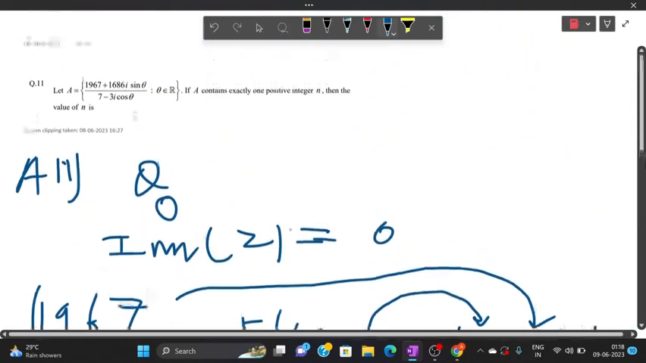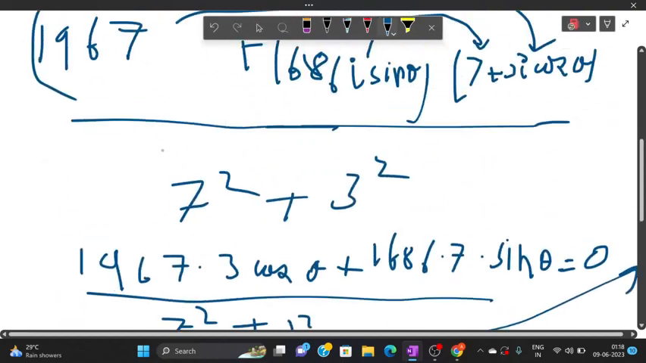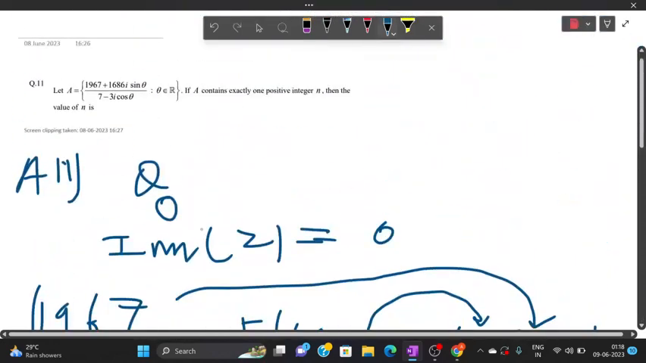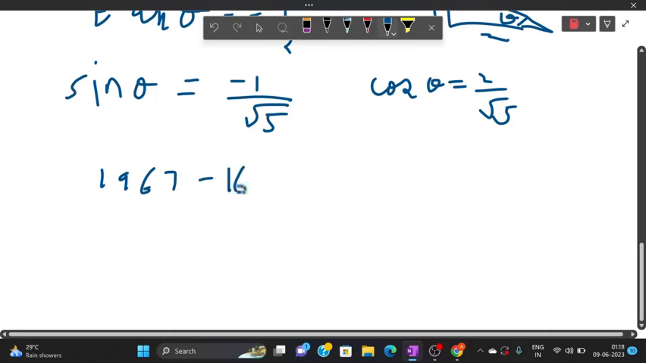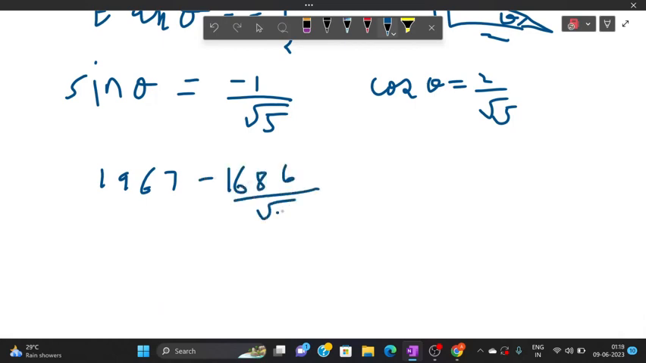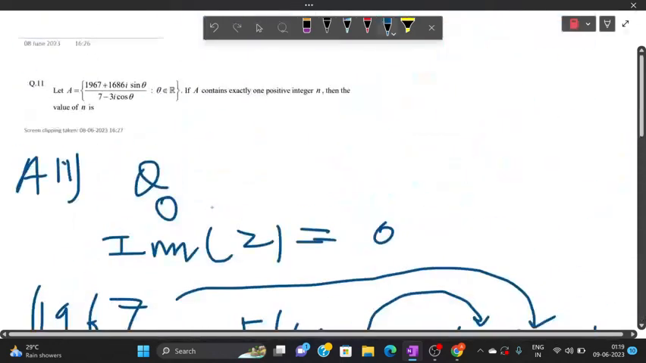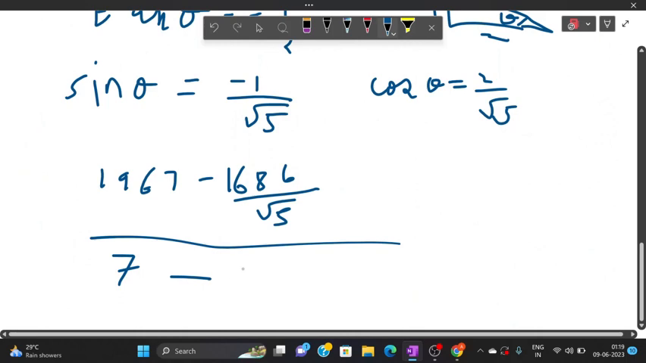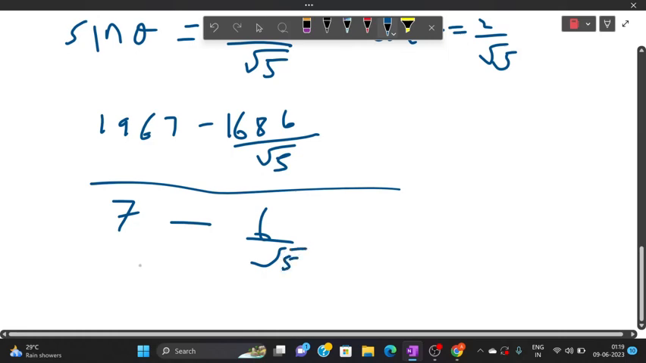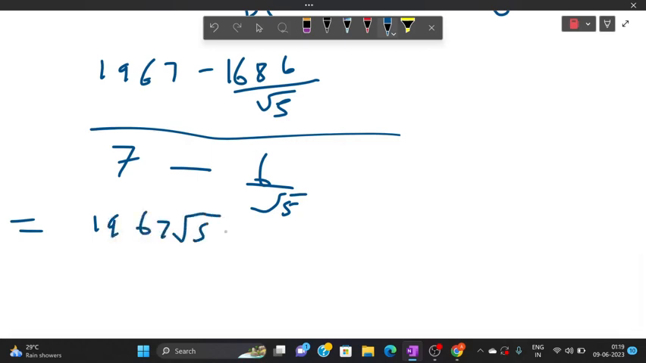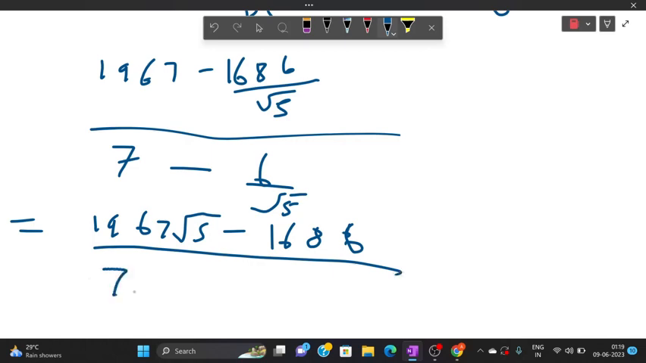Now plug in this number. So we will have 1967 minus 1686 by root 5, divided by 7 minus 3 into 2 by root 5, that is 6 by root 5. So this is equal to 1967 root 5 minus 1686 upon 7 root 5 minus 6.